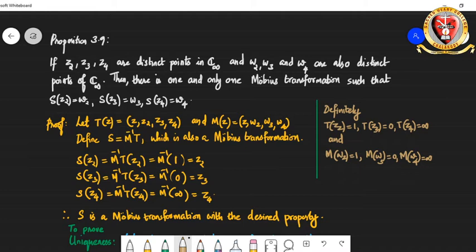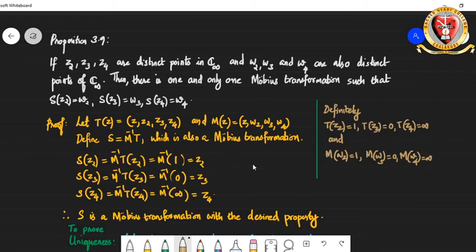So let's start with Proposition 3.9, which says if we have three distinct points z2, z3, z4 in the extended complex plane and another set of three distinct points w2, w3, w4 in C infinity itself, then there will exist only one Mobius transformation such that z2 is mapped to w2, z3 is mapped to w3 and z4 is mapped to w4.